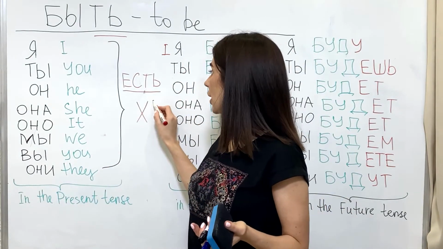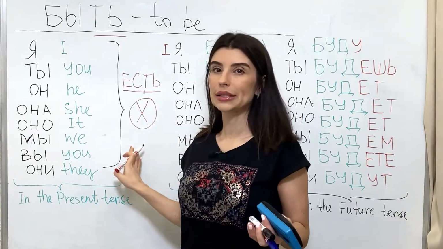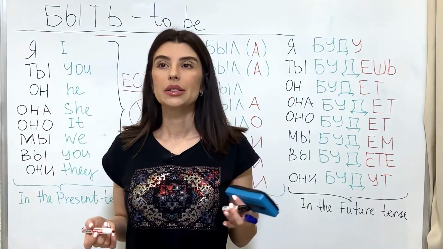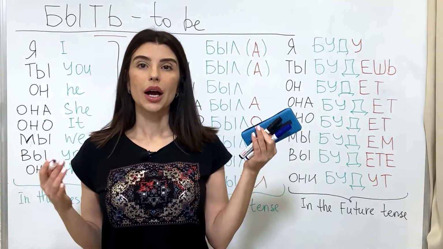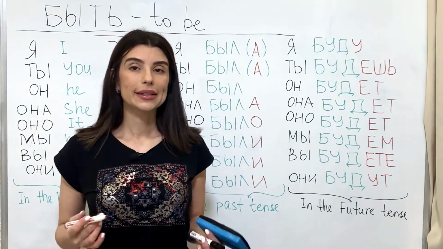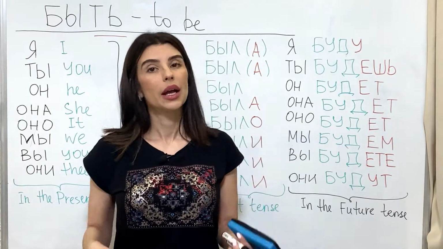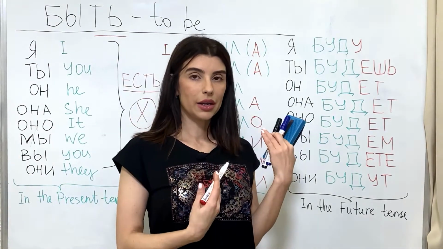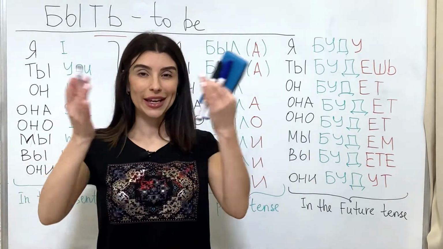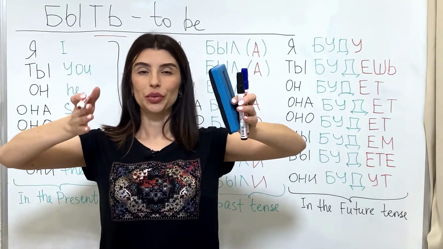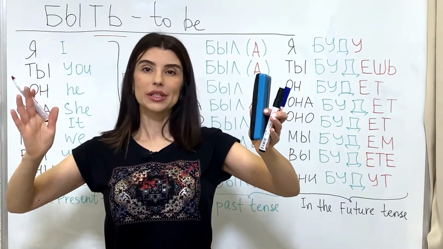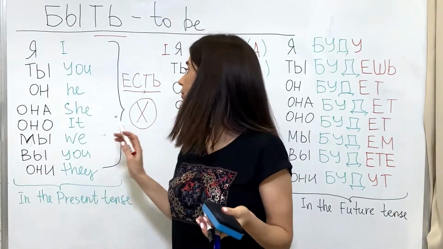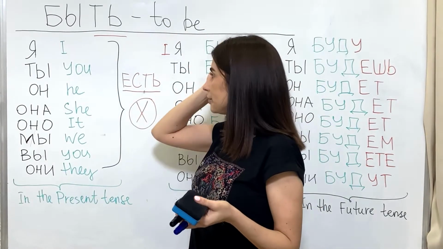So I put here a cross so you understand that we are never using it. We just don't say it. So for example, I am a student. I can say it just without am. I can say я, like I, student, without anything between these two words. Я студент. Do you understand? So without to be.